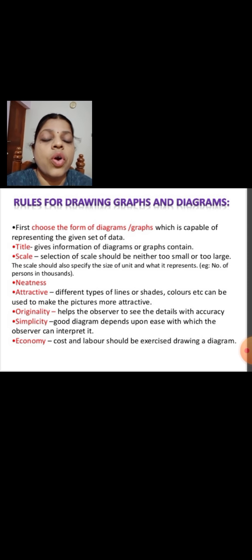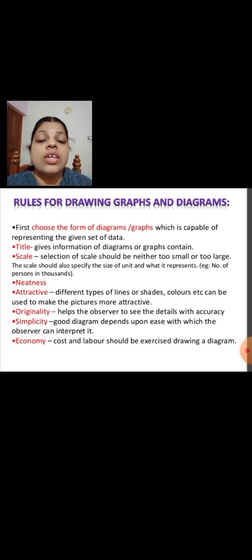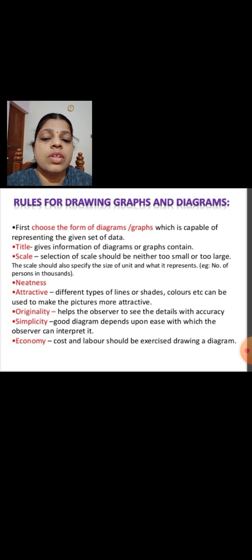Next, we can see the rules for drawing graphs and diagrams. The first rule is, we have to choose the form of the diagrams or the graphs which is capable of representing the given set of data. What is that? First, choosing the form in which we have to represent the given data, either in the diagram manner or in the graphical representation.